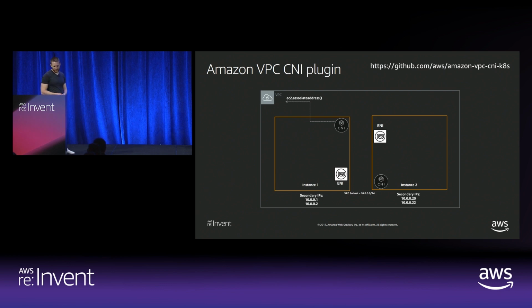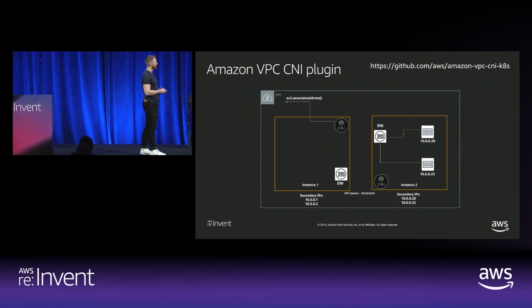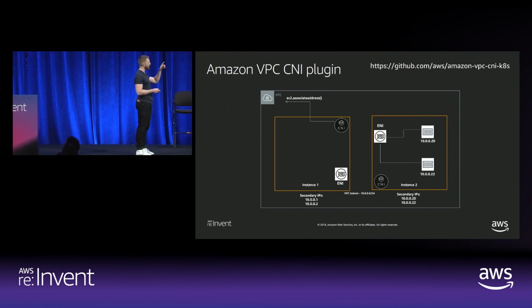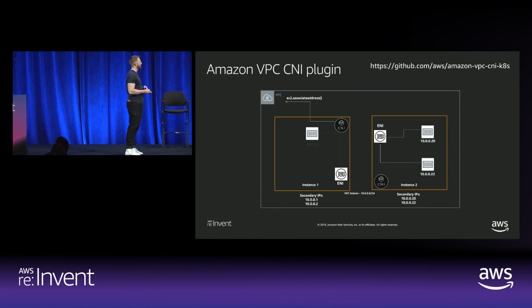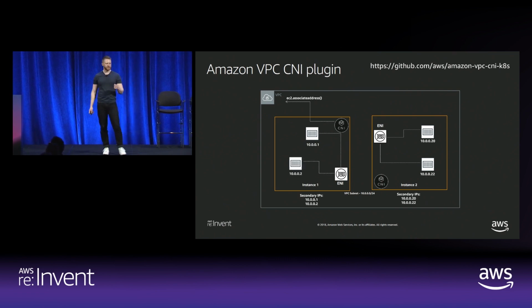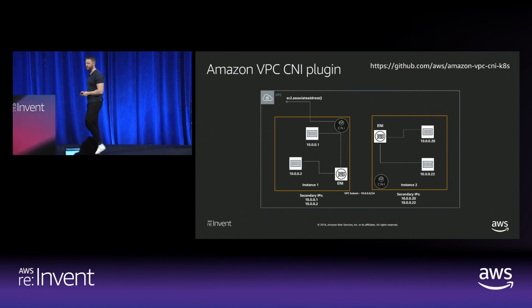So in this workflow here, as pods are scheduled onto the nodes in your cluster, there's a component of the CNI that's responsible for actually wiring up the network interfaces for you. So these secondary IPs get attached to an ENI, and the CNI plugin knows how to say, OK, when a pod is scheduled, I'll take this IP, and I'll wire it into the pod.